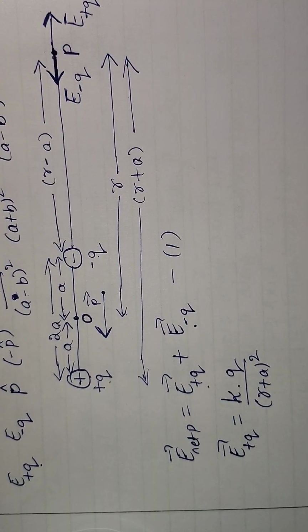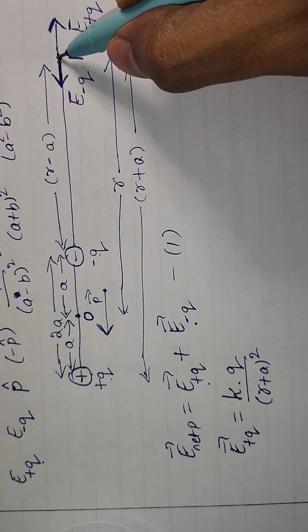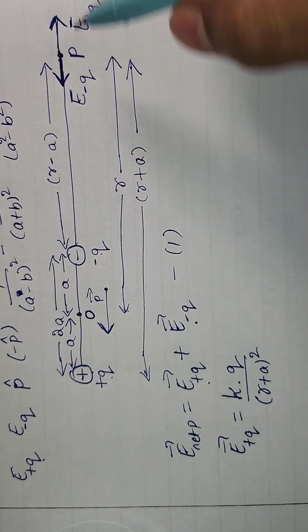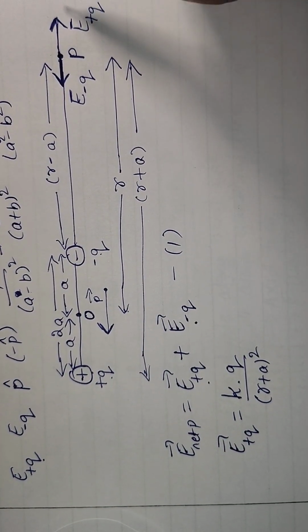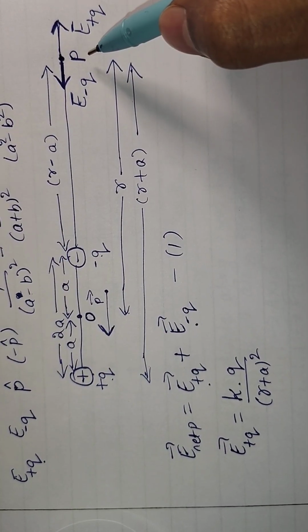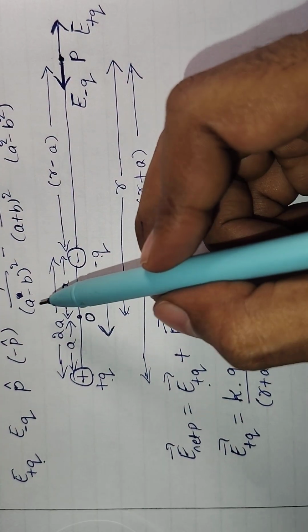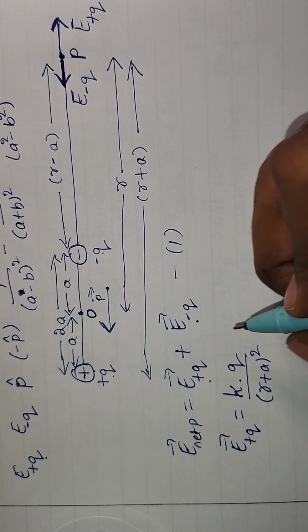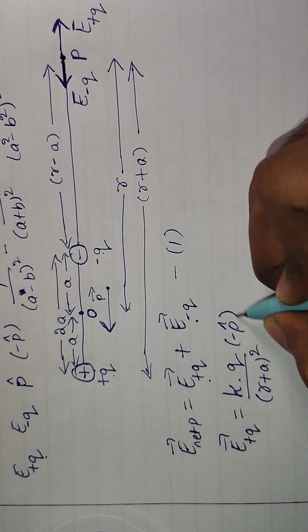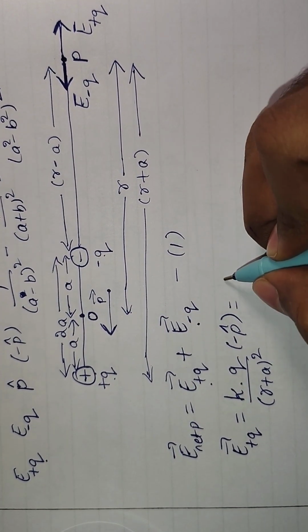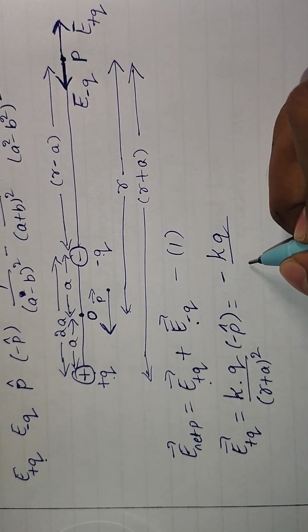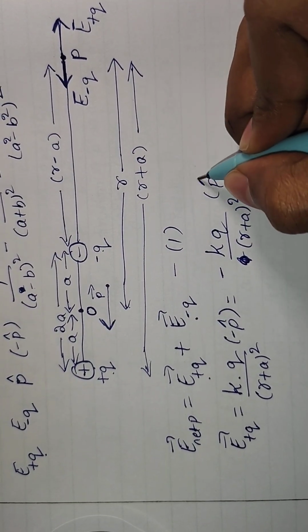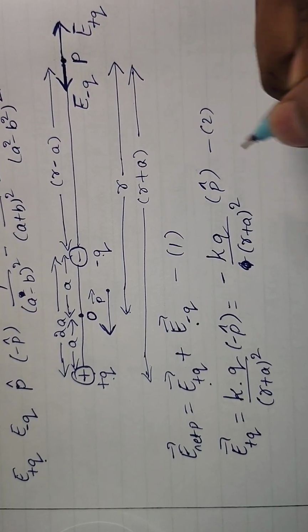Now direction: the electric field due to charge plus q is in this direction, whereas the dipole moment is in the opposite direction. It is moving from left to right, whereas the dipole moment is in the opposite direction. Previously I told you any direction opposite to the dipole moment is given by minus p cap, so the direction is given by minus p cap. If you simplify, you can write it as minus kq by r plus a whole square into p cap. This is equation number 2.